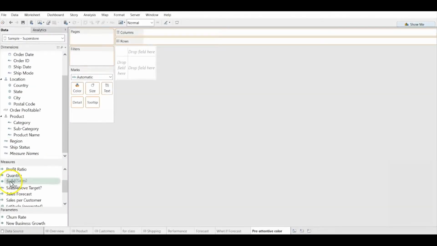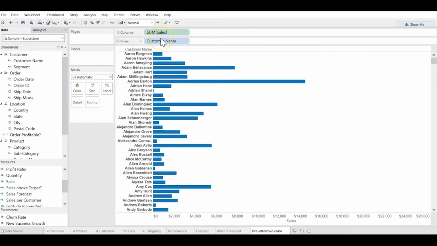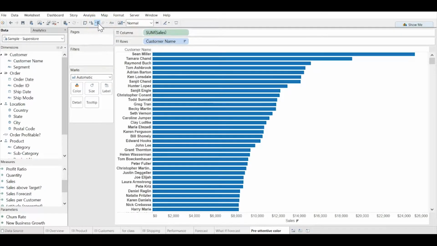I'd like you now to drag the sales measure to columns, like I'm doing here, and the customer name measure to the rows. And now let's just sort it by sales. Right now it's sorted by customer name. Let's just sort it by sales.